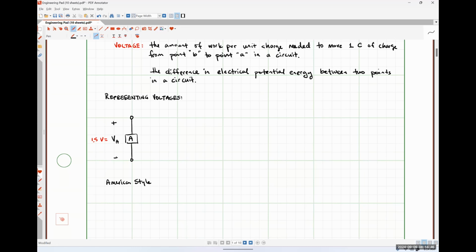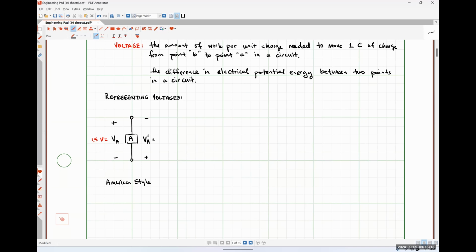So if I were to define a voltage VA prime with positive polarity on the bottom and negative polarity on top, the opposite polarity of how I defined VA a moment ago, what would the magnitude of that voltage be?